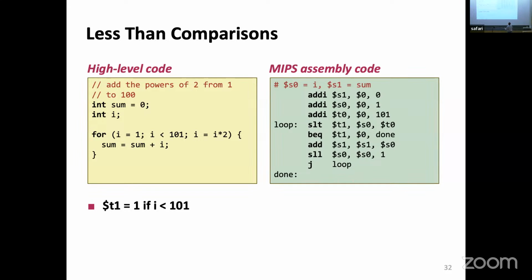So once again, the way the SLT works is we are trying to compare S0 with T0. If S0 is less than T0, this one will be 1. Otherwise, it will be 0. Meaning that if this condition no longer holds, this will be 0, this branch equal will match, and we will be done. Otherwise, we are jumping back in the loop and staying until we finish. Convinced? Okay.